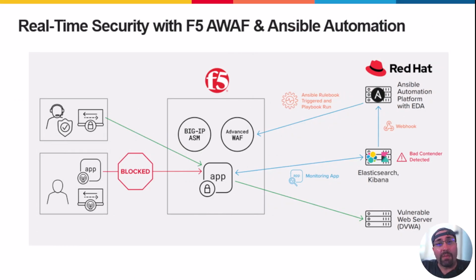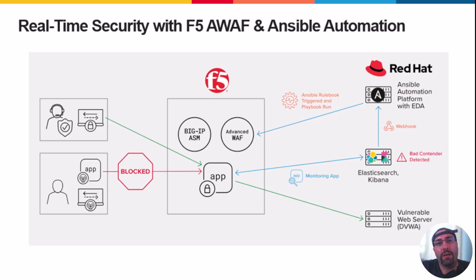We're going to have an application front-ended by the F5 Big IP for external client access. The application will send monitoring and telemetry to Elasticsearch and Kibana. From there, we'll have a watcher that Elastic will trigger a webhook based on our company's criteria. That webhook will trigger Event Driven Ansible to launch a playbook within Ansible Automation Platform to apply our security policies.